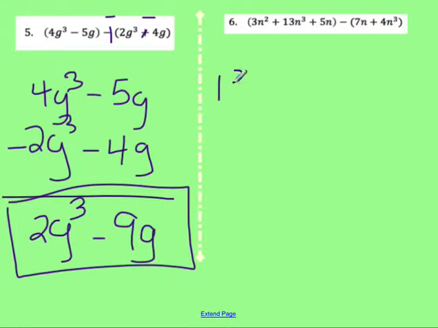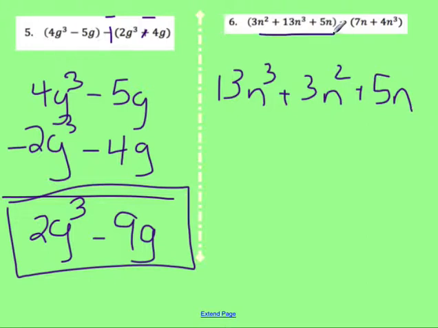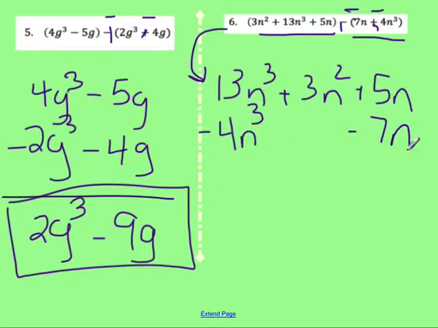So I have 13n cubed plus 3n squared plus 5n. So what I did is I took this equation right here and I wrote it in standard form to get me ready to set up my columns. Now I notice that I'm subtracting the second part. So what I'm going to do is go through and change the signs of everything. So I'm going to do minus 4n cubed here and minus 7n here. So now what I'm going to do is add straight down the columns.